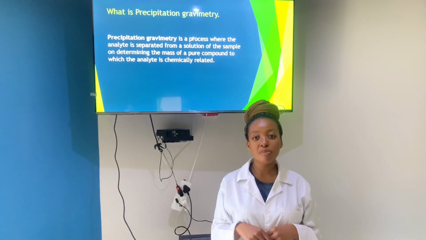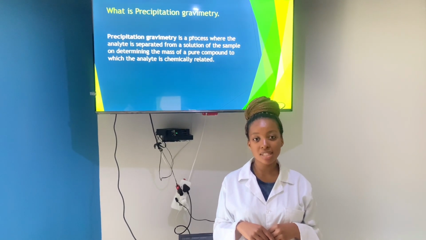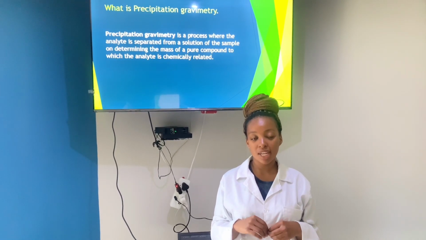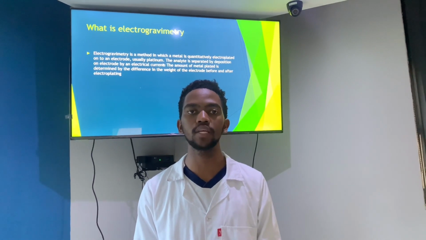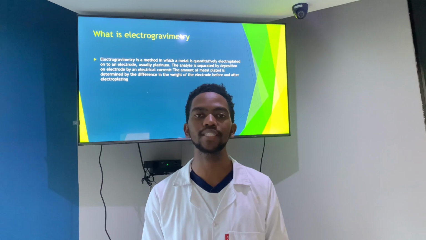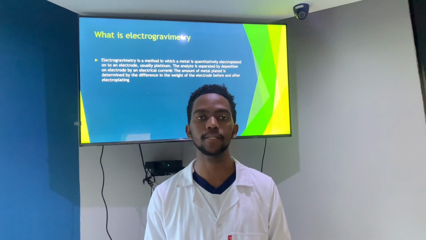Precipitation gravimetry is a process where the analyte is separated from a solution of the sample, and the mass of a pure compound to which the analyte is chemically related is determined. Electrogravimetry is a method in which a metal is quantitatively electroplated onto an electrode, which is usually platinum. The analyte is separated by deposition on the electrode by an electric current. The amount of metal plated is determined by the difference in the weight of the electrode before and after electroplating.